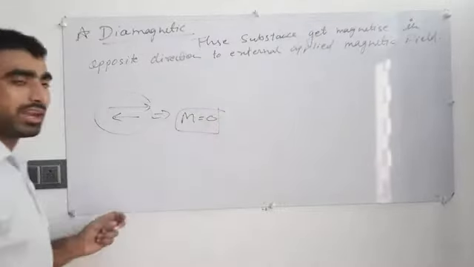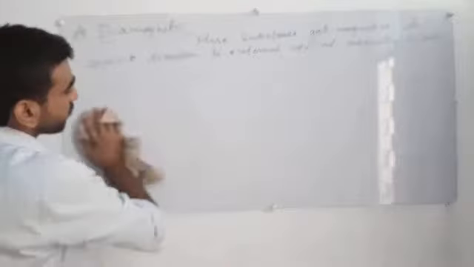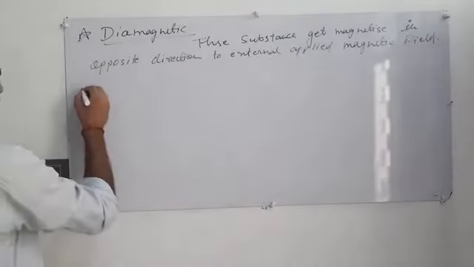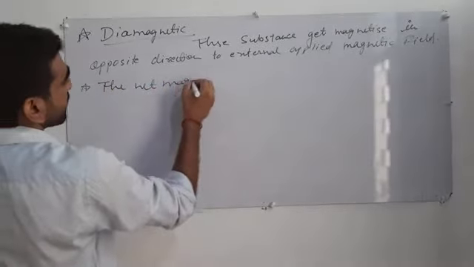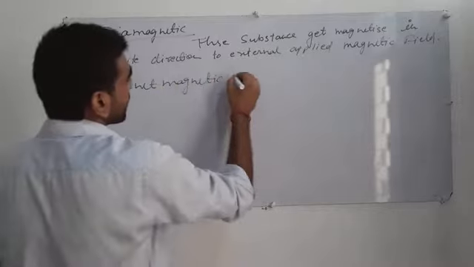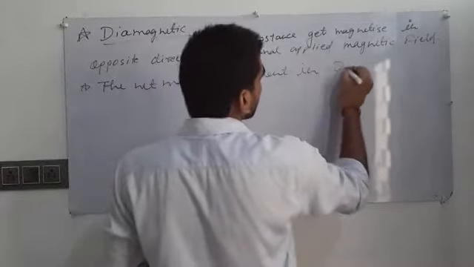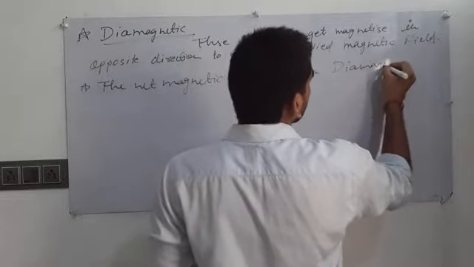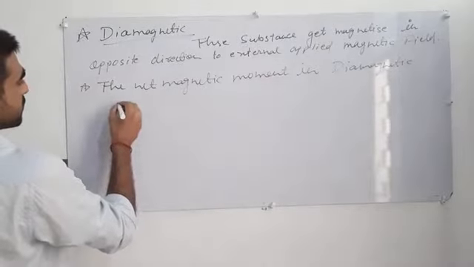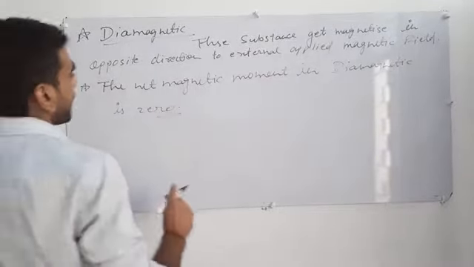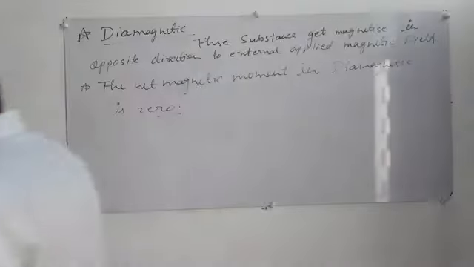and the net magnetic moment will be zero. Then we can also say that the net magnetic moment in an atom of diamagnetic material is zero. Okay, and I will show you why it is zero.